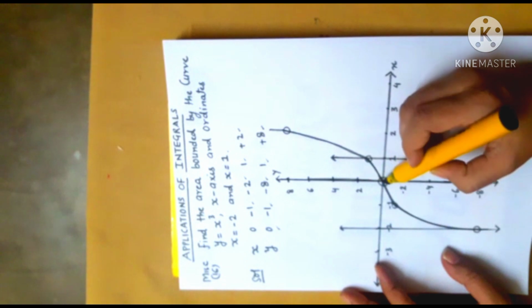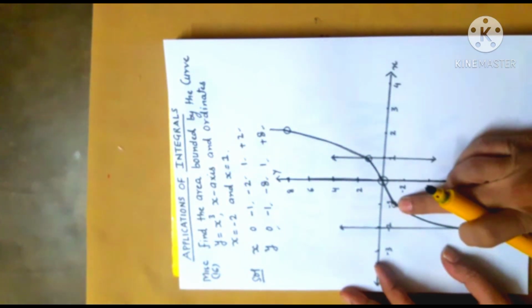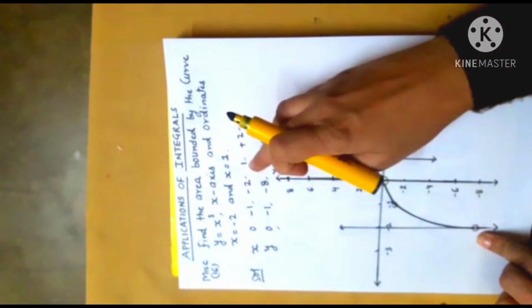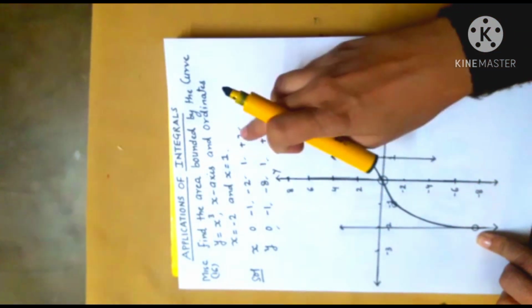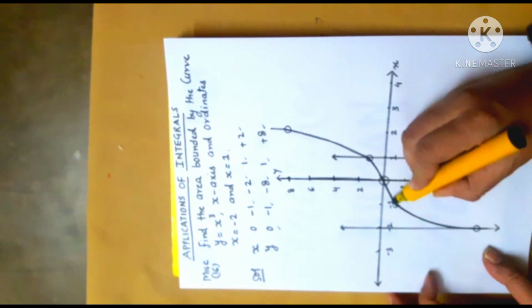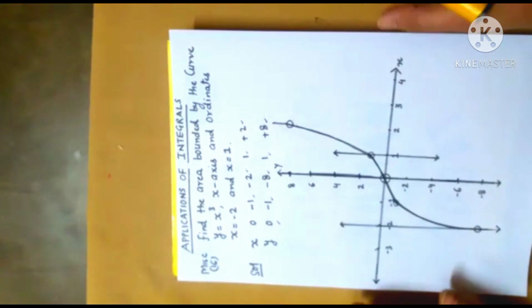First ordered pair is 0, 0 here. Then minus 1, minus 1 here. Minus 2, minus 8 here. 1, 1 here. And 2, 8 here. When we join these points, we will get this curve.